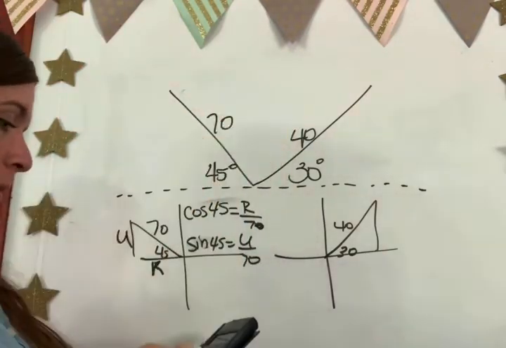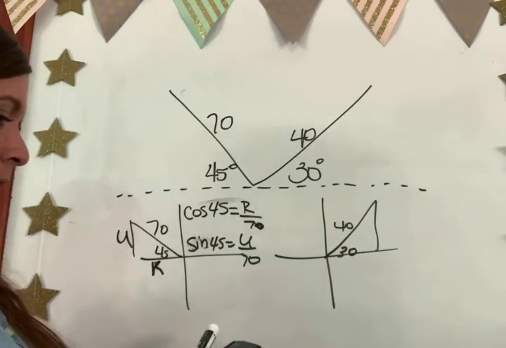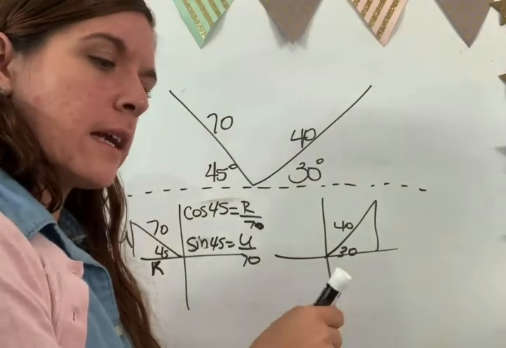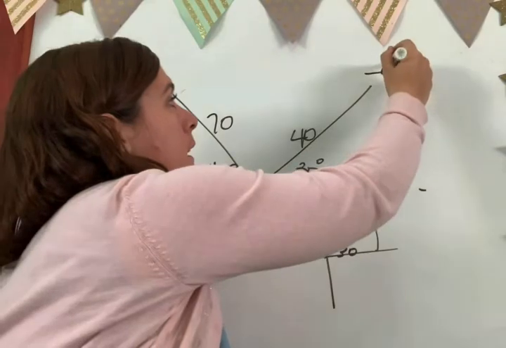I'm going to put my R and U up there so I have some room. So it's going to be 70 times cosine 45, which is negative 49. What? That's not what they say here. Yes, it is. Negative 49.5.